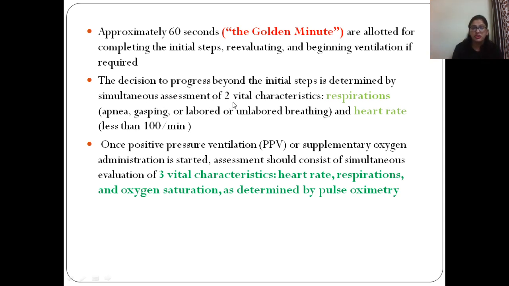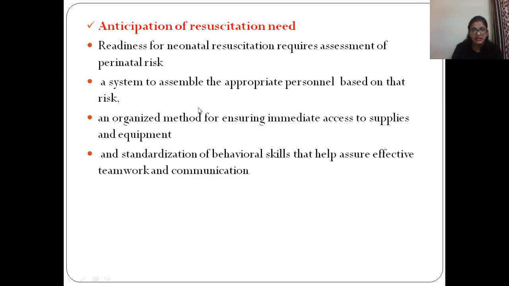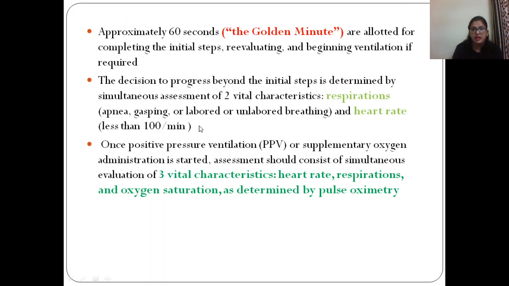Now, the decision to progress beyond the initial steps is determined by the simultaneous assessment of 2 vital characteristics. And what are these vital characteristics? They are the respiration and the heart rate. Now, this is what was shown in this flowchart. So, whether the child is apneic or gasping, so that means how the child is breathing, and his heart rate. If less than 100 per minute, then we initiate positive pressure ventilation.